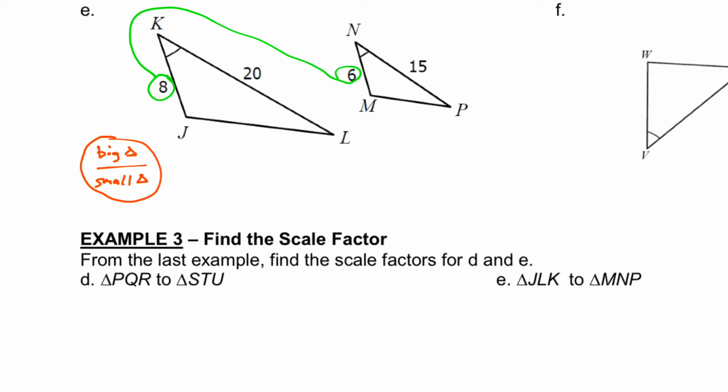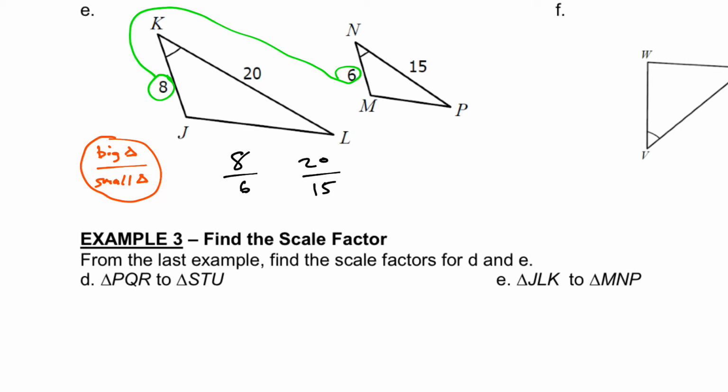So we have 8 again in the big triangle, corresponding with 6 in the small triangle. And then we also have the side length of 20 in the big triangle, corresponding with the side length of 15 in the small triangle. And then we just need to check to make sure that these are equal. So let's reduce these fractions.